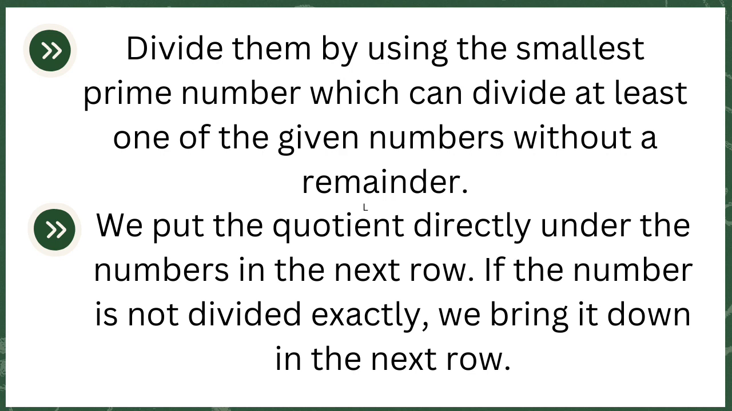If the number is not divided exactly, we bring it down in the next row. Alright, so this means that when we want to start the division process, we will start with the smallest prime number, which can divide at least one of the numbers. We all know that the smallest prime number is 2, so you're going to use 2 if 2 can divide any of those numbers without a remainder. If any of the numbers is not divisible by 2, we simply bring it down. Then for the others that are divisible, we will simply write their quotients in the next row.